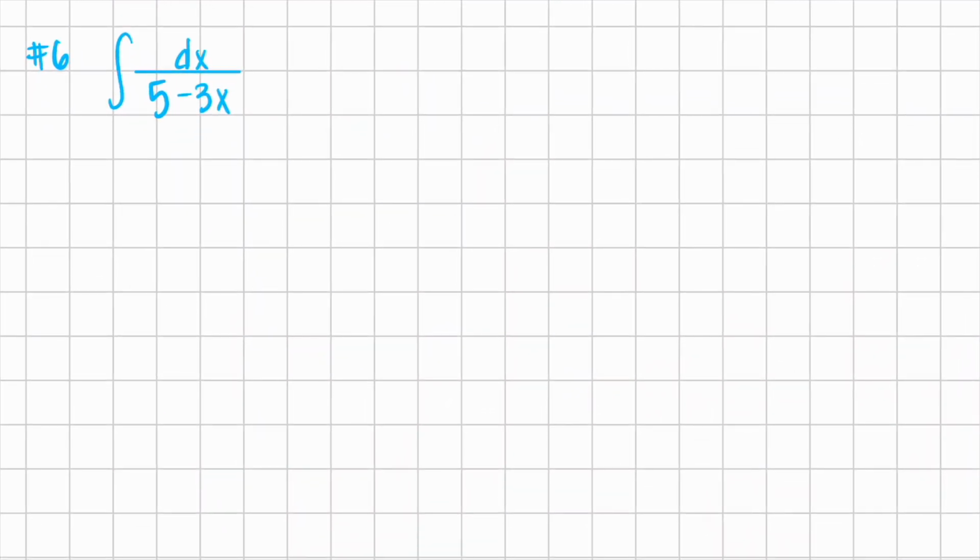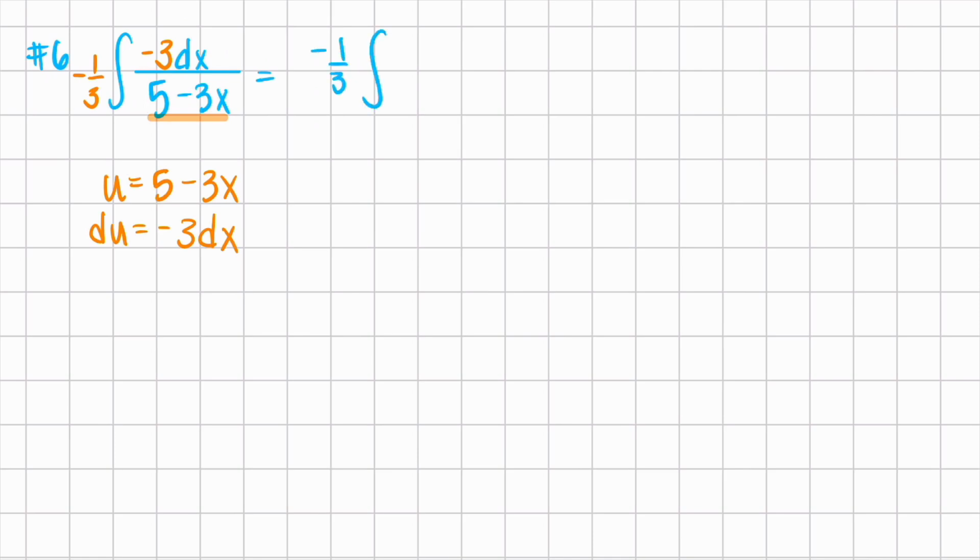Okay, one more for this video. Let's see, I have 5 minus 3x in a denominator, so I'm going to make 5 minus 3x my u. When I take my derivative, I get negative 3 dx for du. So I'm going to need negative 3, and to make it 1, I'm going to multiply by negative 1/3 out front. So I have negative 1/3.